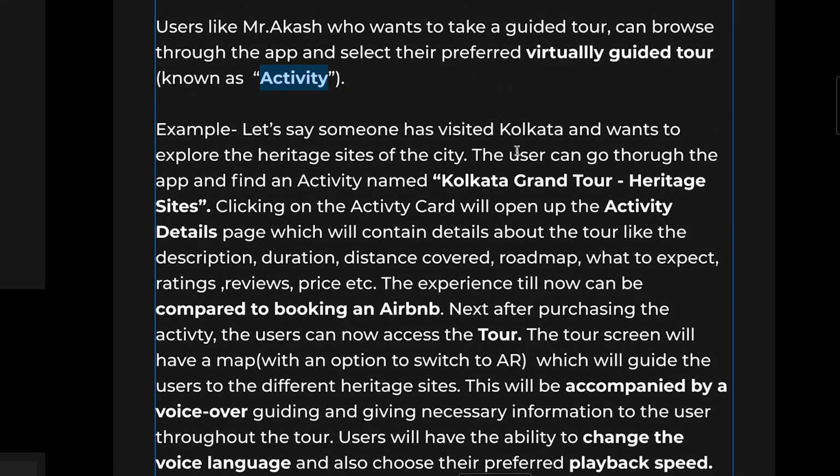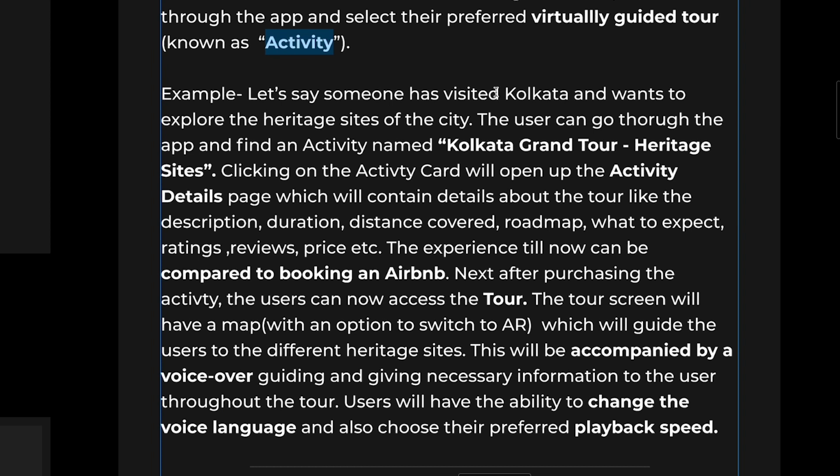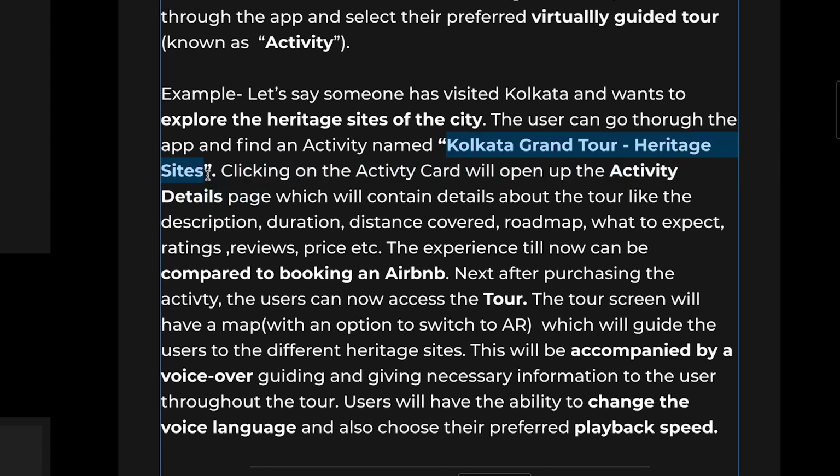And he's given an example over here, okay? So let's say someone visited Kolkata, and for people who are outside India, Kolkata is one of the cities in India, and wants to explore the heritage of the city, which is fine. So I'm going to bold this up. He wants to explore the heritage of the city. The user can go through the app and find an activity called the Kolkata Grand Tour Heritage City, heritage site.